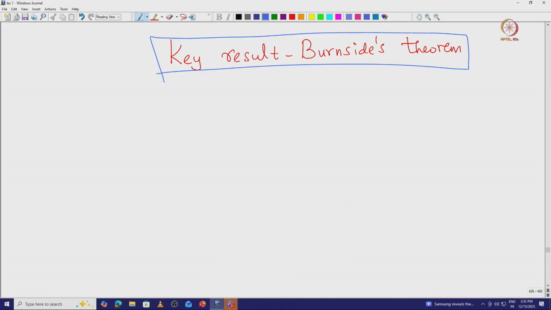Welcome back everyone. In this lecture we will complete the Burnside theorem by proving the key result that we left over in the last class. So, let me first state the result and then we will go through the proof. So, here is the result.